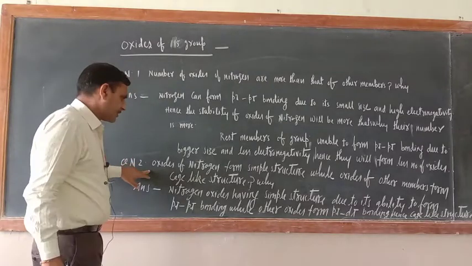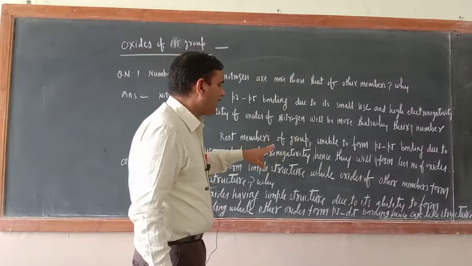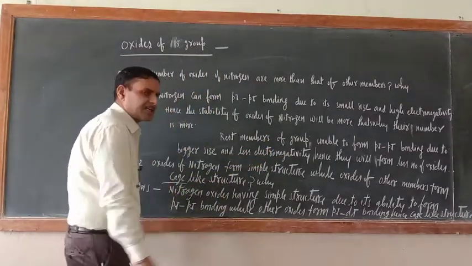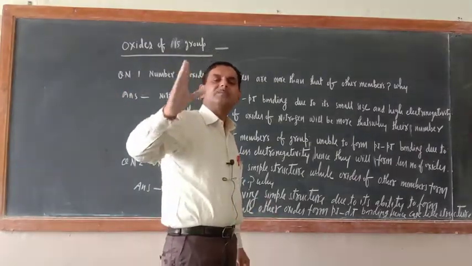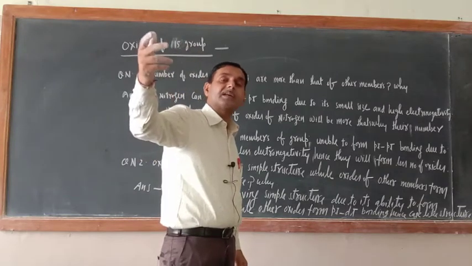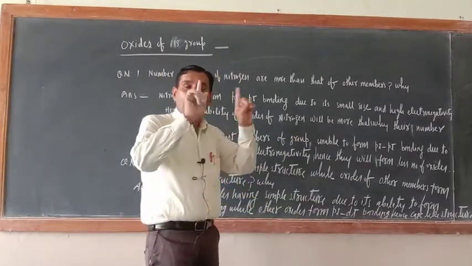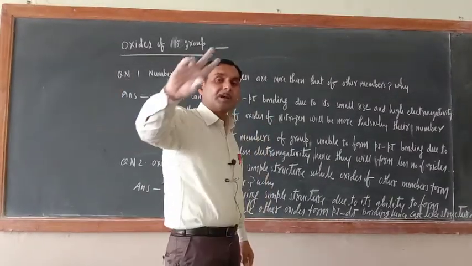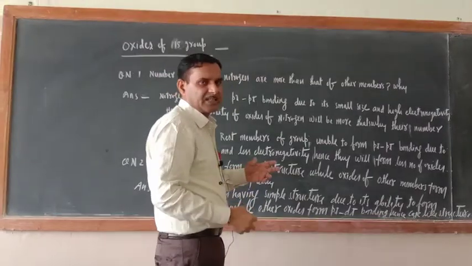Next, one more question is there. Oxides of nitrogen form simple structures, while oxides of other members form cage-like structures. Cage means pinjada. I hope you are understanding. Cage means where you keep a parrot or some other pet animal. So the oxides of nitrogen form a simple structure, but oxides of other members form a cage-like structure.